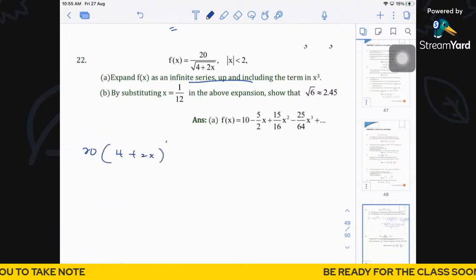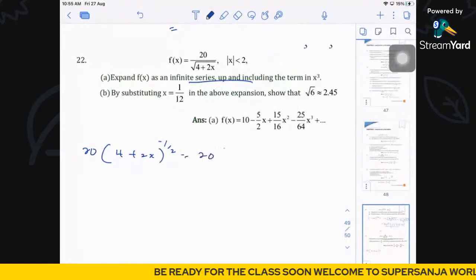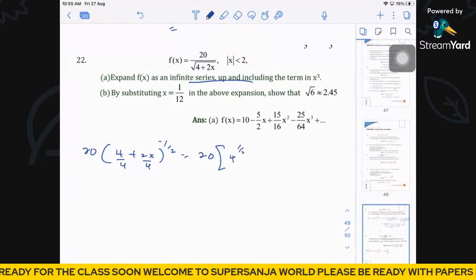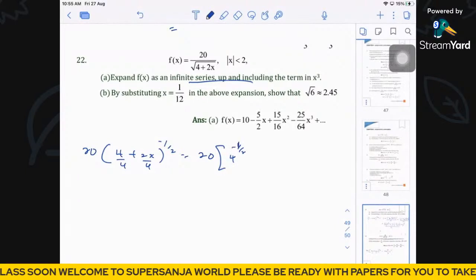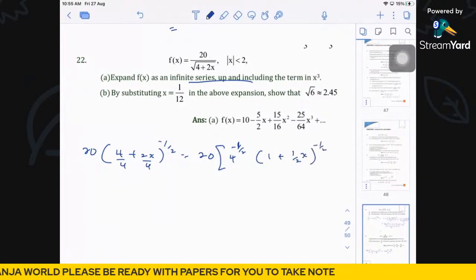4 plus 2x, power of half, here power of negative half. The 20 will remain as 20. The 4 there must divide 4, so it becomes 4 power of negative half. Okay, 1 plus 1 over 2x power of negative half. I hope until here everybody is okay.